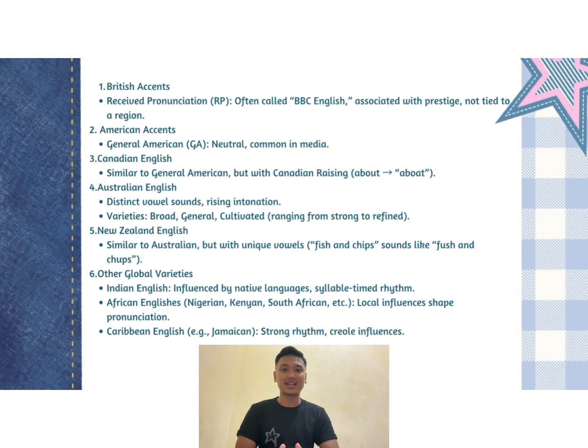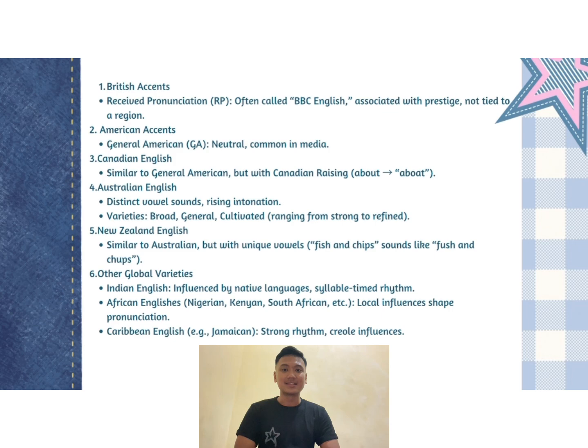Another variety is Canadian English. It is similar to General American, but it has a unique feature called Canadian raising, where words like boat may sound like boot. Moving on to Australian English, this accent has distinct vowel sounds and rising intonation. It has several varieties, ranging from broad to cultivated.